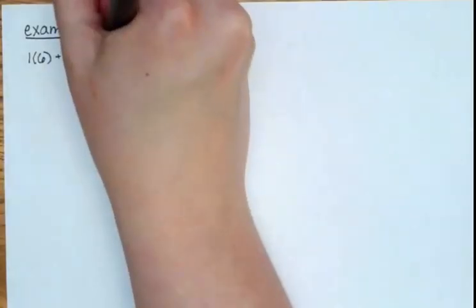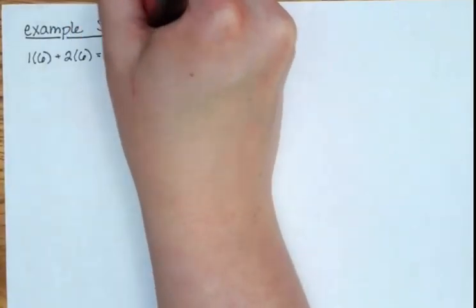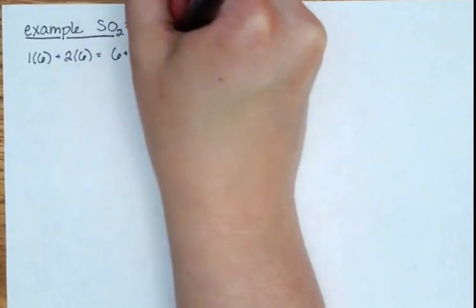Okay, so let's go ahead and work through an example of sulfur dioxide and drawing its Lewis dot structure. As always, the first thing we want to do is find the total number of valence electrons for our structure. In this case, we have one sulfur. Sulfur has 6 valence electrons. And then we have 2 oxygen, and each oxygen also has 6 valence electrons. So if we calculate that, we end up with 6 plus 12, or 18 total valence electrons to work with.